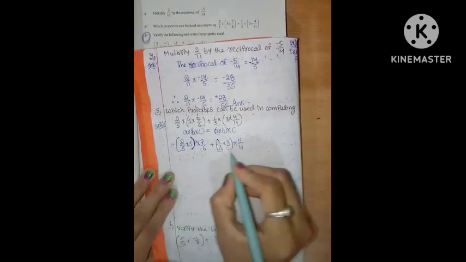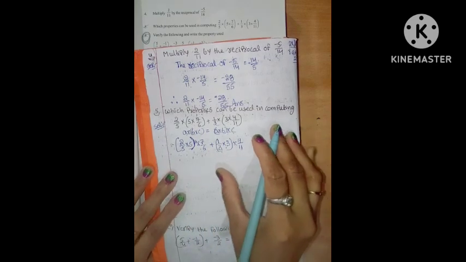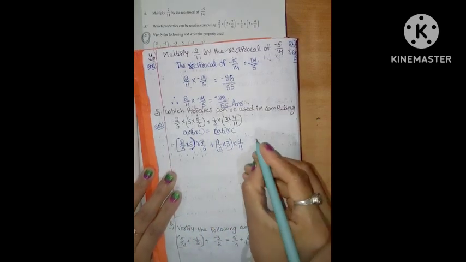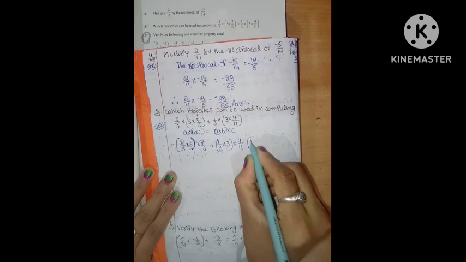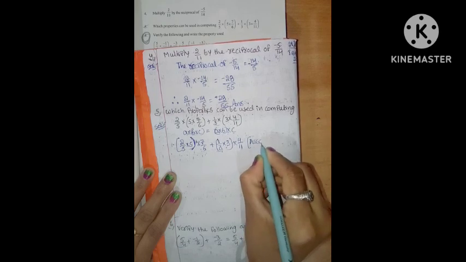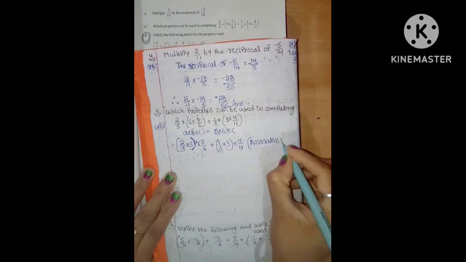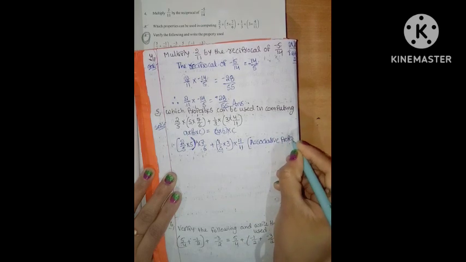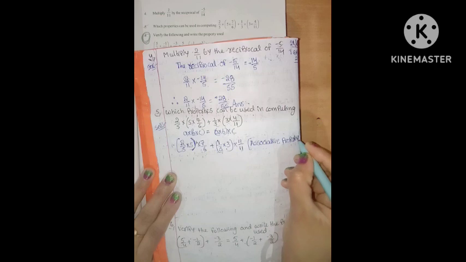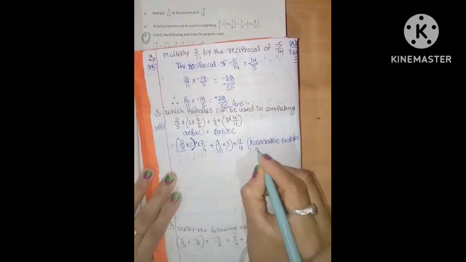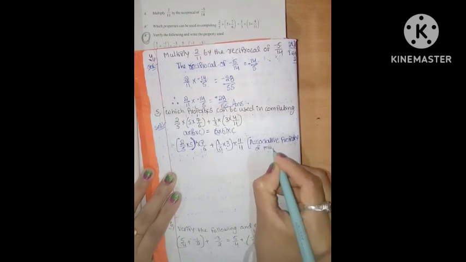So which property is used in this product? This is the associative property of multiplication.